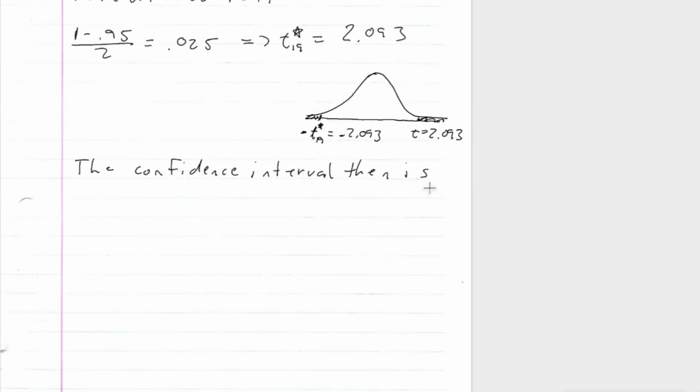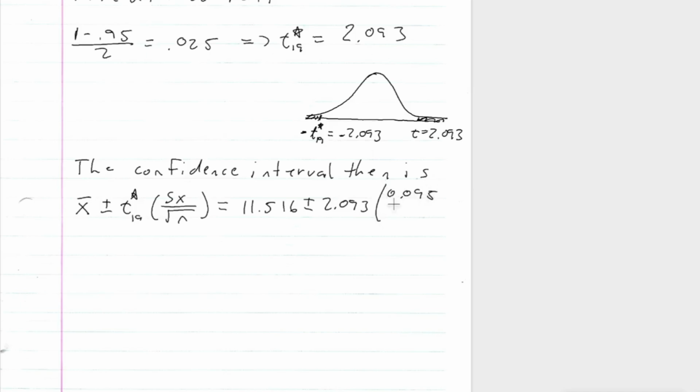Now, remember our confidence interval is x bar plus or minus the critical value times the standard deviation of x over the square root of n. And that's going to be equal to 11.516 plus or minus 2.093 times 0.095 over the square root of 20.